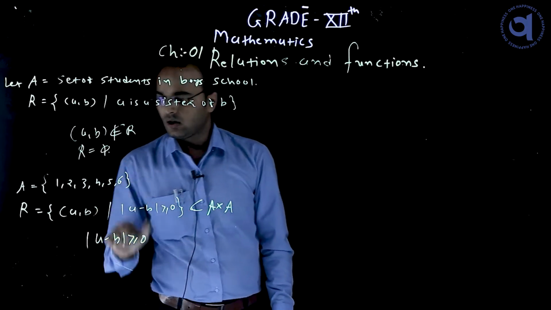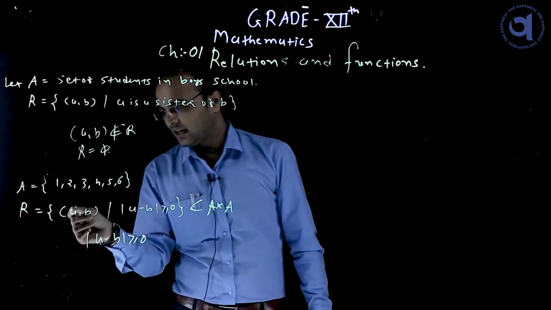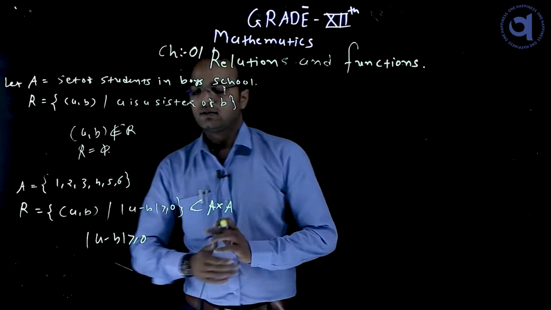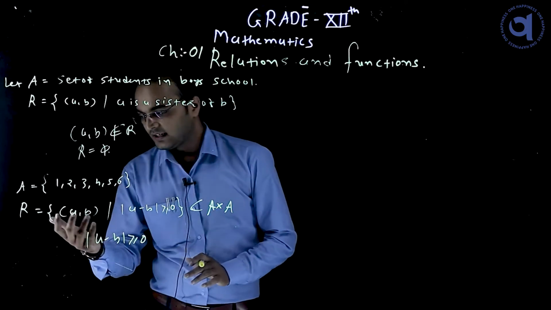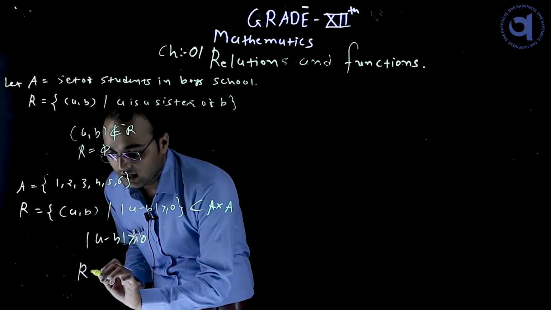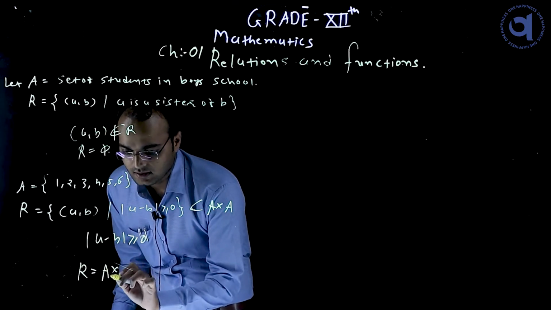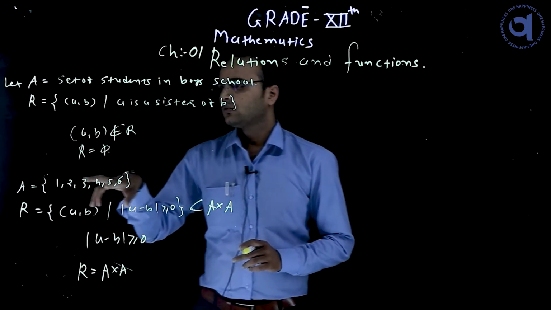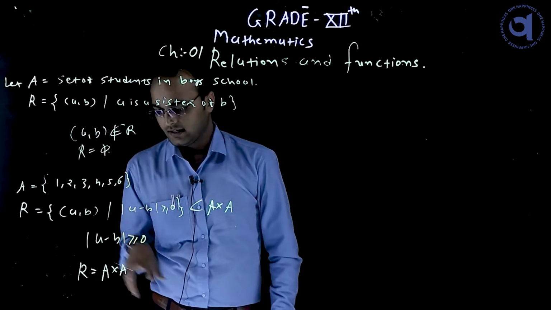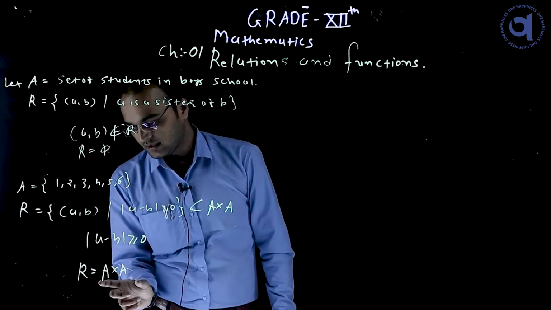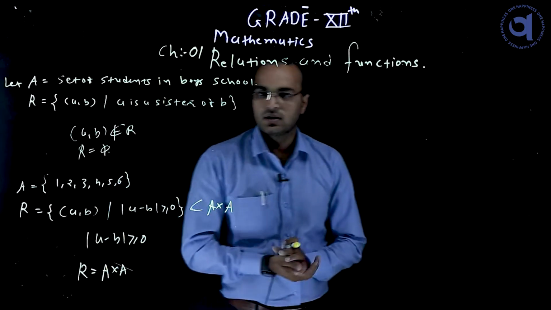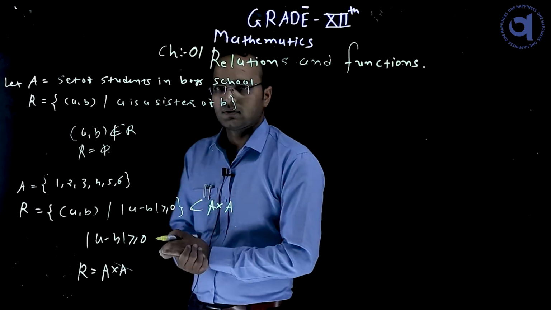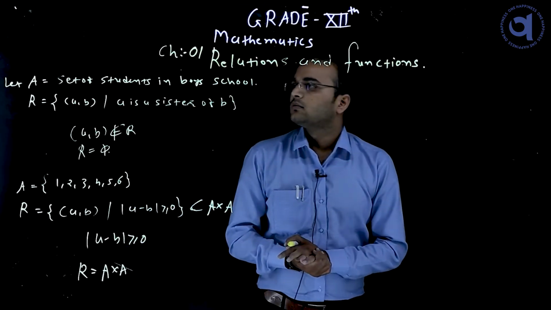So all the ordered pairs are possible, because any element of this set is related to all the elements of set A, and that's why R is what? R equals A cross A, because each element is related to all the elements of set A. Okay, and that's why relation R is A cross A, and it is called the universal relation. Okay, so these are two particular types of relations.